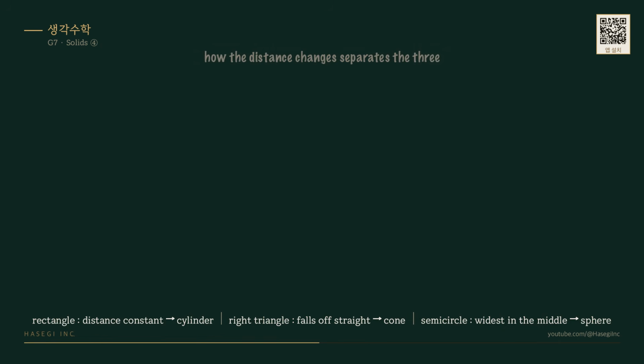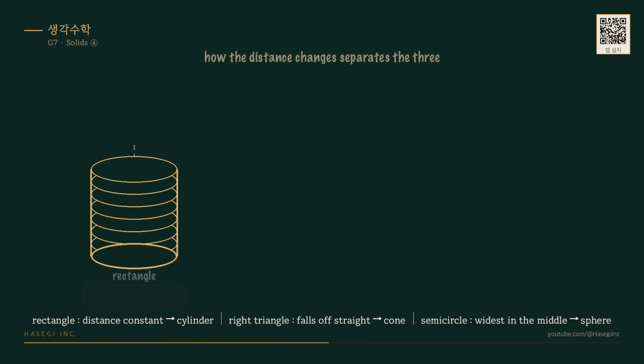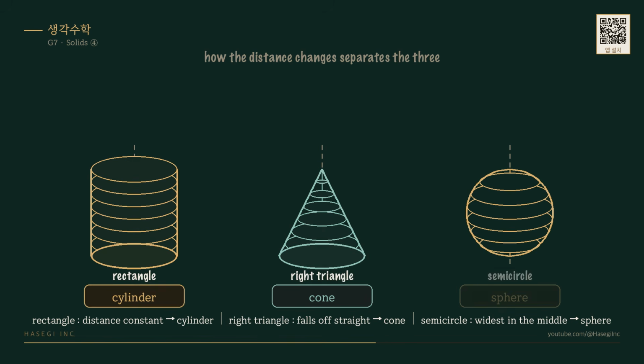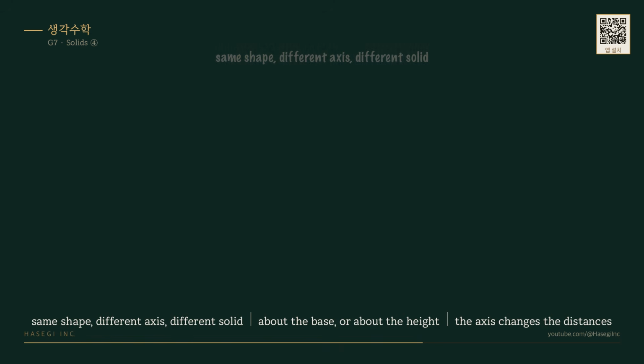Put 3 of them side by side. A rectangle keeps the same distance at every height, so it has the same thickness top to bottom, which is a cylinder. A right triangle's distance falls off in a straight line and meets at a point, which is a cone. A semicircle is farthest at the middle and closer at the top and bottom, so it bulges into a ball. The same shape gives something else if you change the axis.